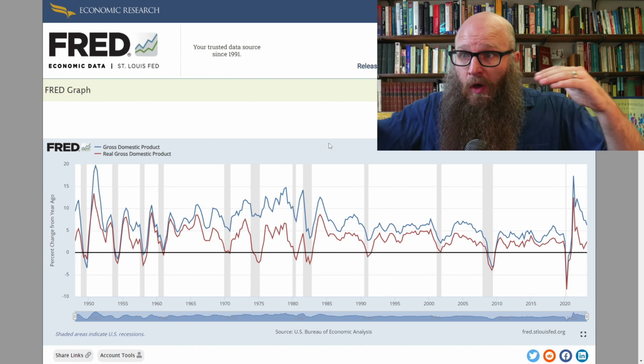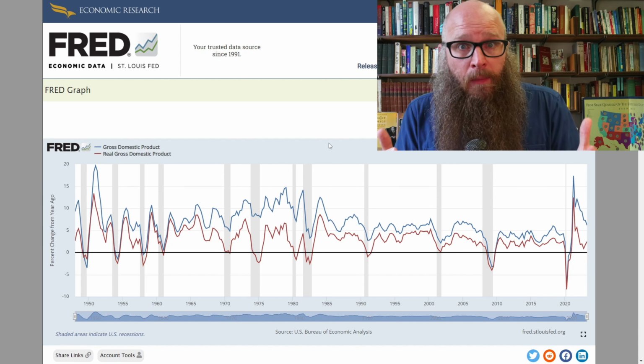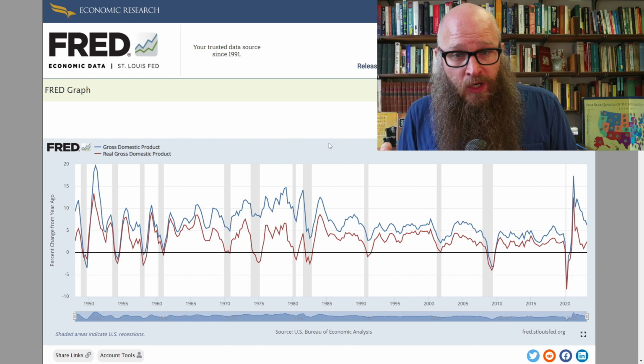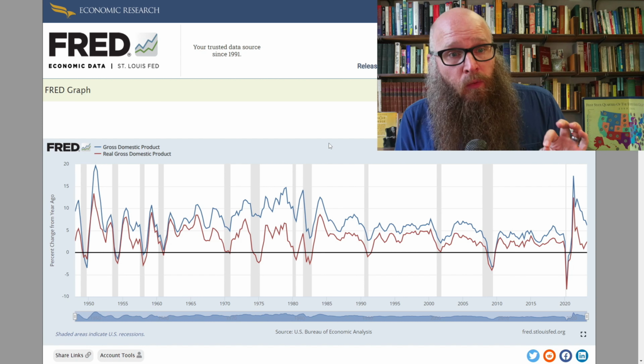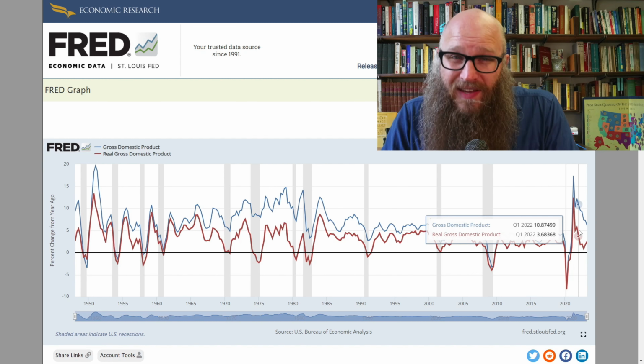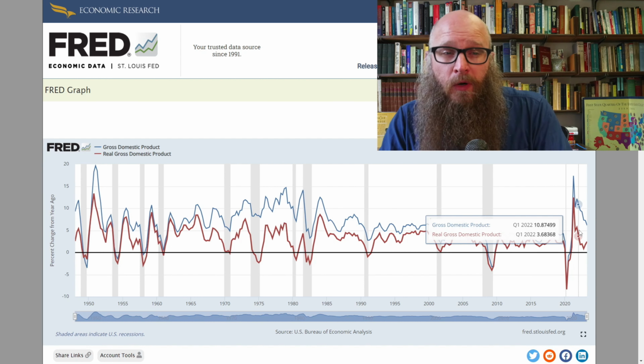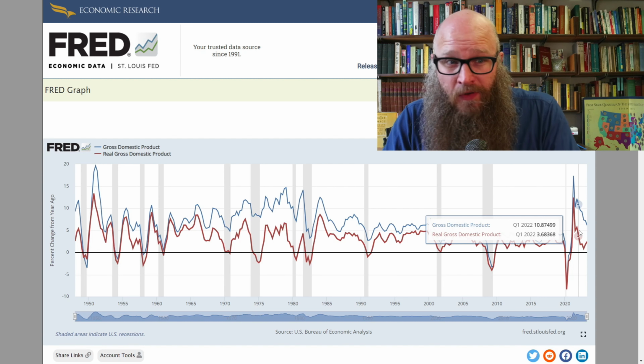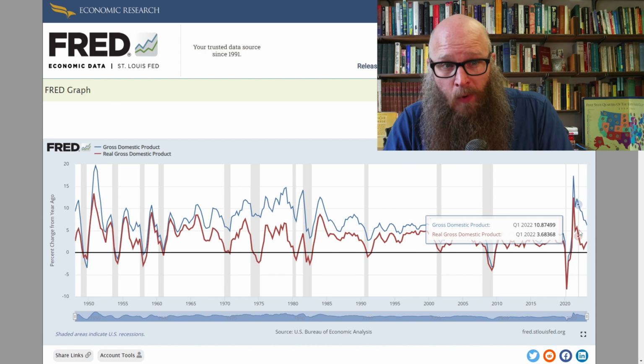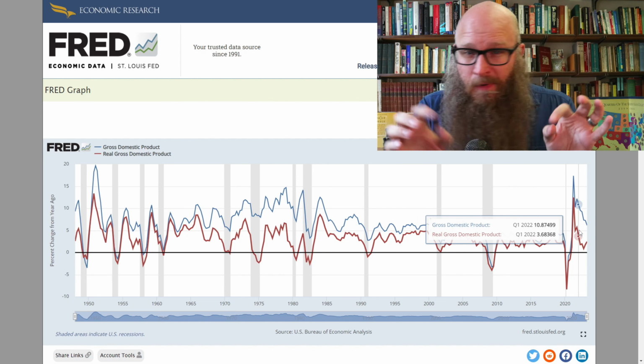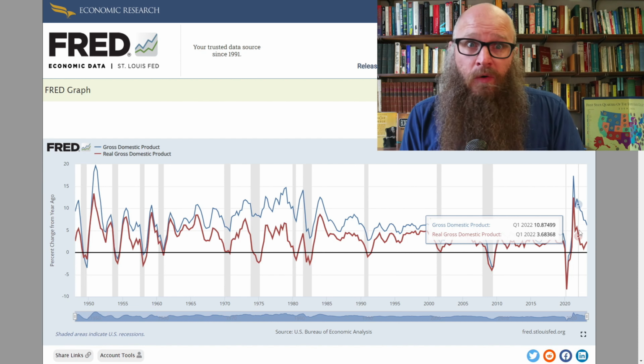We can see the blue line is always higher because the blue line is representing nominal GDP. It's going to include inflation. In fact, that gap between the blue and the red is the inflation rate. We can see at the beginning of 2022, the nominal GDP was growing at 10.8%, whereas the real GDP was growing at 3.6%. And the difference between them of 7.2% was the inflation rate during the period.